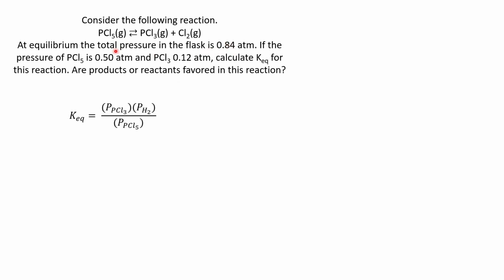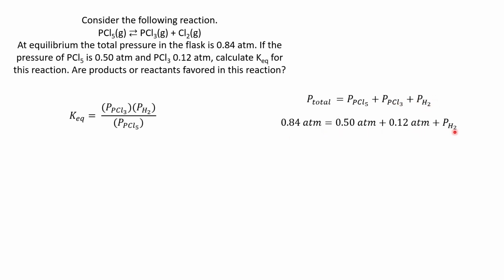So in the problem, they do give us our total pressure and they give us our partial pressures of 2 of our species. We are going to use Dalton's law of partial pressures. So our total pressure equals the sum of all of our species that we have in this flask. I know my total pressure, I know my pressure of these 2 species, so I can calculate my hydrogen.